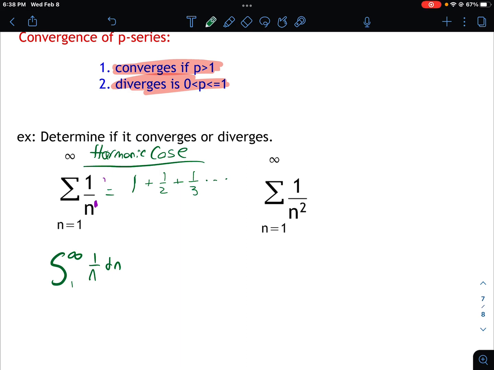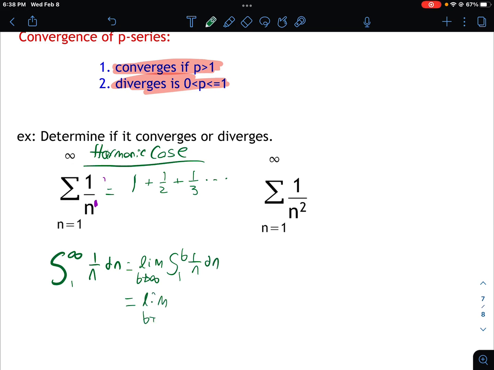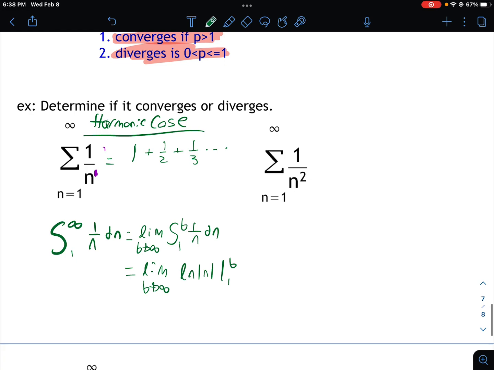When you take this integral, we once again have to rewrite it beforehand. We write it as the limit as b approaches infinity of the integral from 1 to b of 1 over n dn. When we do this, we get the limit as b approaches infinity of ln of absolute value of n evaluated from 1 to b. When we do this, we're going to plug in b. And you guys are going to see really quickly, if we plug in b here and take the limit, we're going to get ln of infinity, which diverges. We're going to get infinity minus 0. So it's going to diverge.